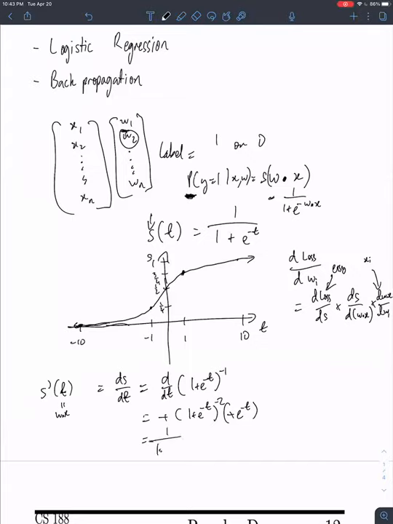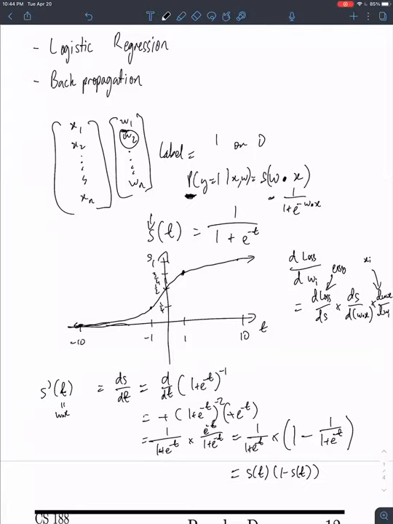That's 1 on 1 plus e to the minus t times e to the minus t divided by 1 plus e to the minus t. And to write it even more suggestively, that's 1 on 1 plus e to the minus t times 1 minus 1 on 1 plus e to the minus t, right? Because that 1 is 1 plus e to the minus t on 1 plus e to the minus t. Then you subtract 1, and you just get e to the minus t on the top of the fraction. And what that's equal to is s of t times 1 minus s of t.